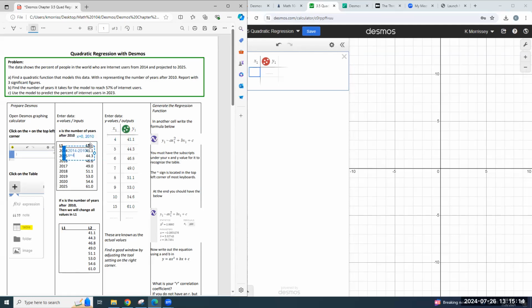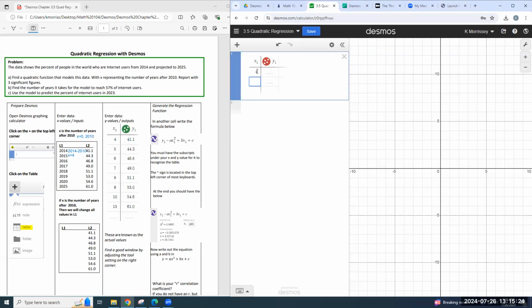I'll scoot that over so you can see a little bit better. And then we're going to do that for each and every term that you see here. So we're going to enter that in. We're starting our data at 4. Then 2015 would be 5, 2016, 6, and 7. And you're going to notice that as we're going through, you can start to enter your data. It'll just pop up for you.